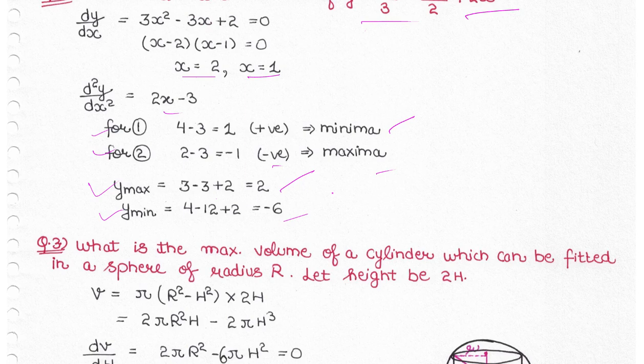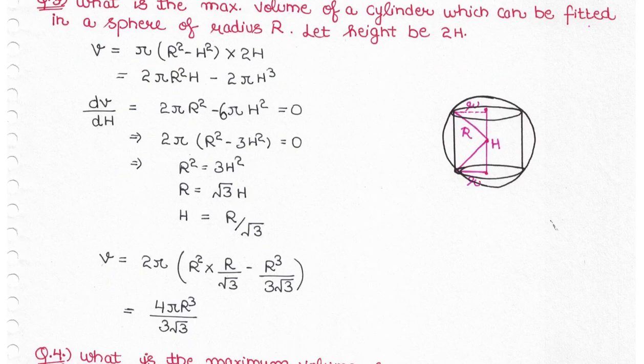Now what is the maximum volume of a cylinder which can be fitted in a sphere of radius r? Let the height be 2h.